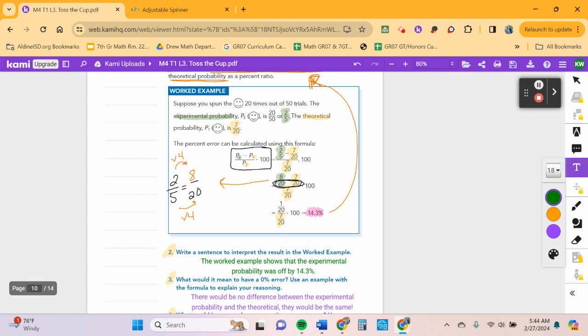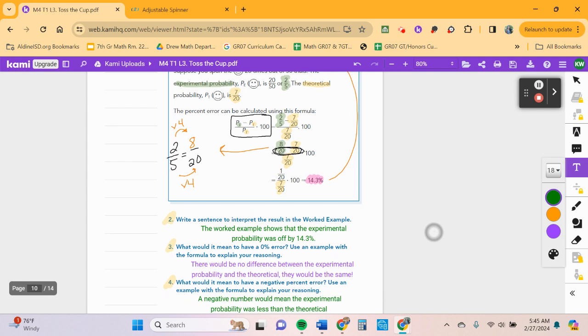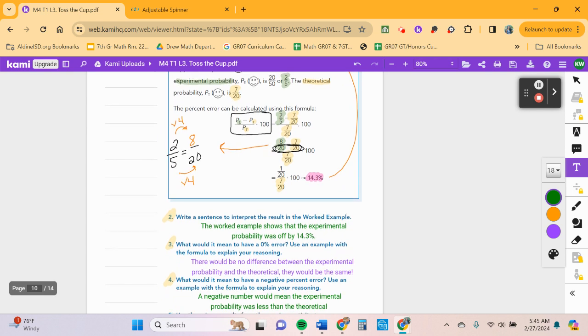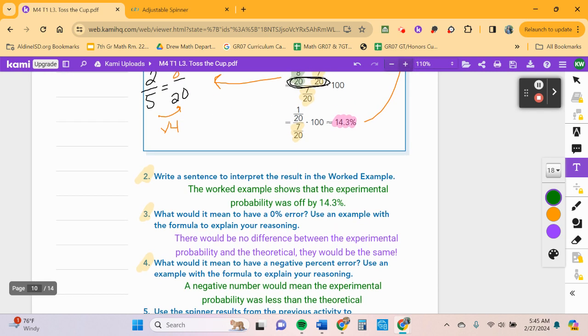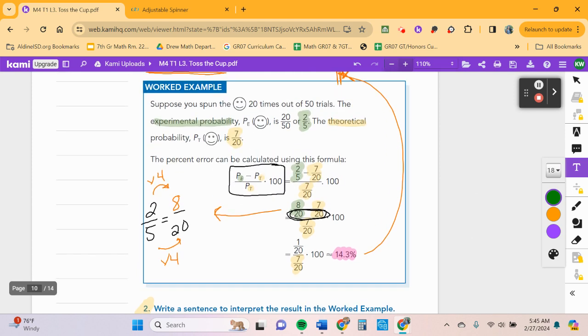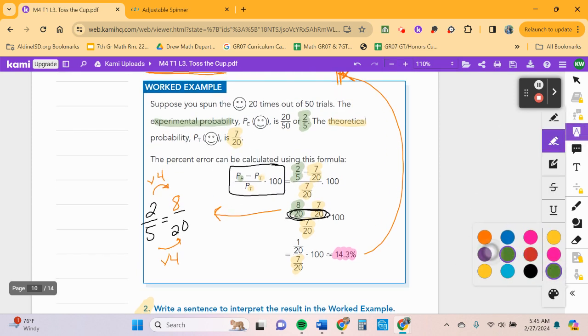Well, if you've got 0% error, that would mean that there is no difference between the experimental and the theoretical probability. They would be the same. And then for number 4, it says, what would it mean if it were negative, a negative percent error? Well, a negative number would mean the experimental probability was less than the theoretical. So notice how in the worked example, and I'll highlight using purple, why not?